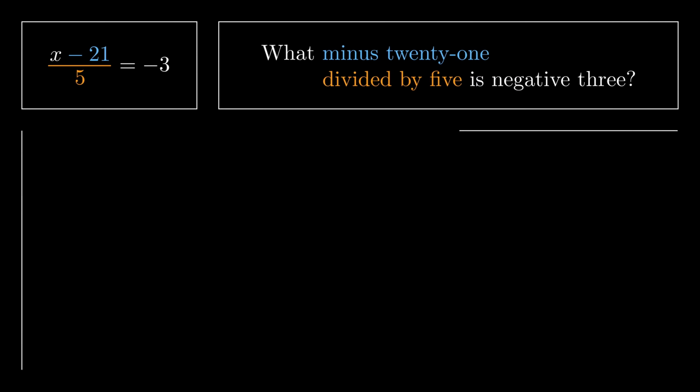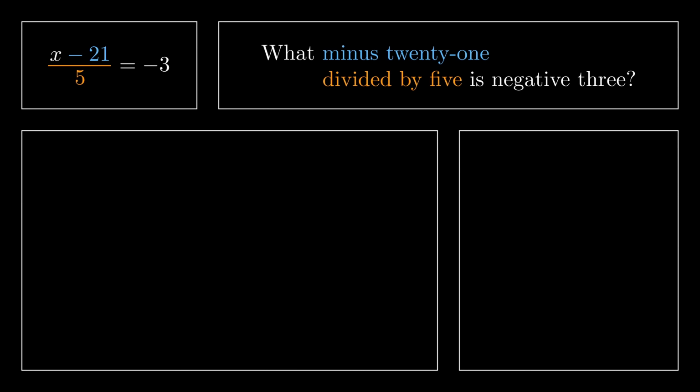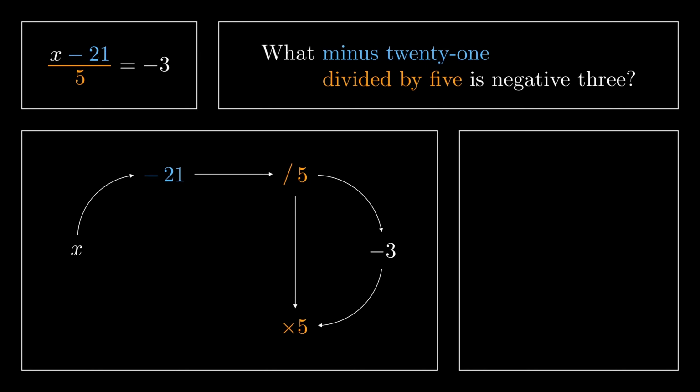Let's go ahead and set this up. According to this equation, if we start with some number and subtract 21 from it, and then divide that by 5, the result will be -3. So let's invert and reverse. The inverse of dividing by 5 is multiplying by 5, and the inverse of subtracting 21 is adding 21. So those are the two things we need to do.